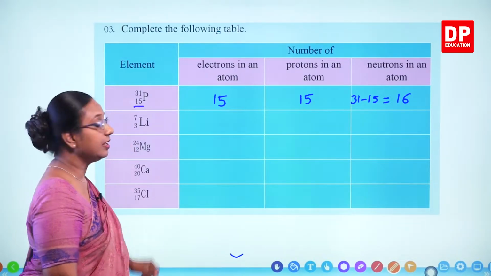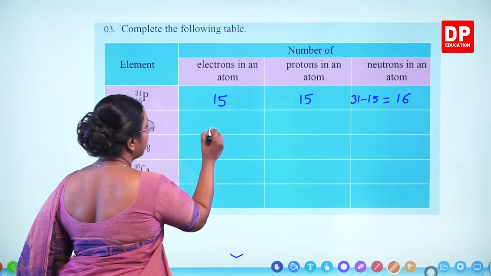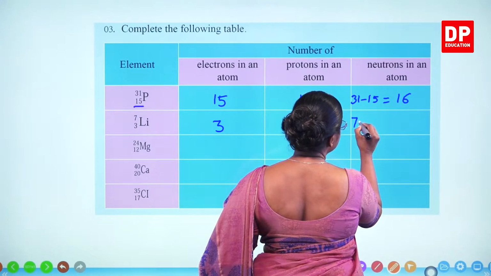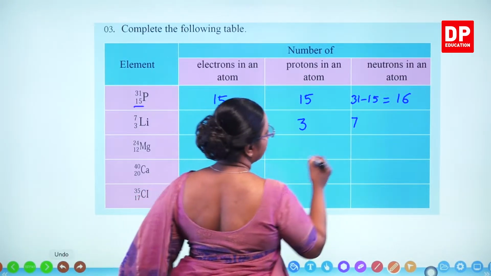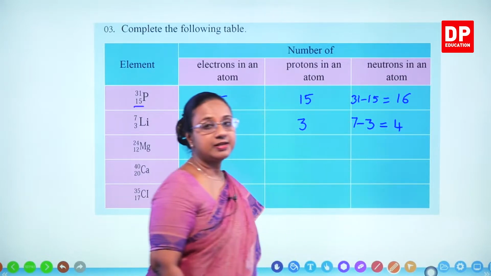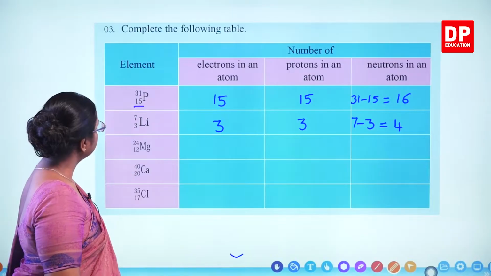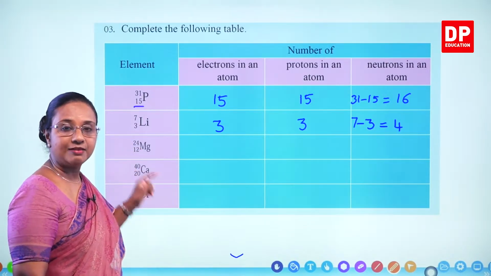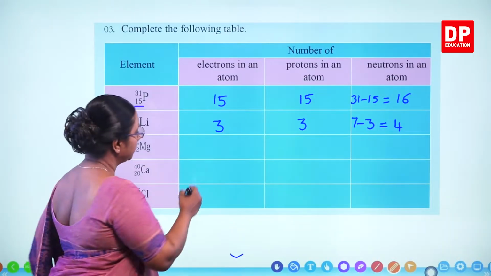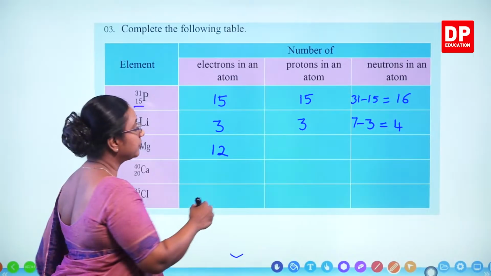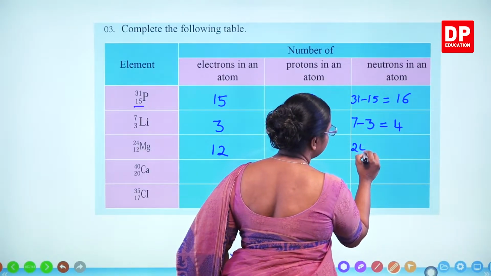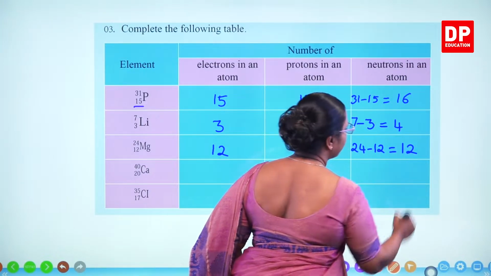Then we have 7, 3 lithium. Atomic number is 3, so number of electrons 3, number of protons 3, and the number of neutrons, mass number 7 minus atomic number, that is equal to 4. That is the number of neutrons. Then we have the third element, magnesium. 24, 12 magnesium. Atomic number is 12. So, what is the number of electrons in an atom? It has to be 12. What is the number of protons? Yes, 12 again. And here, what is the number of neutrons? We have to subtract 12 from 24. That is also equal to 12.